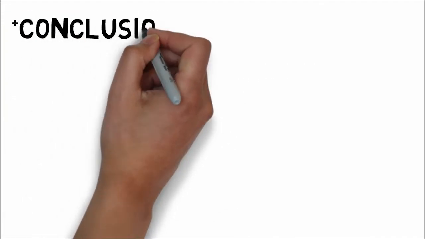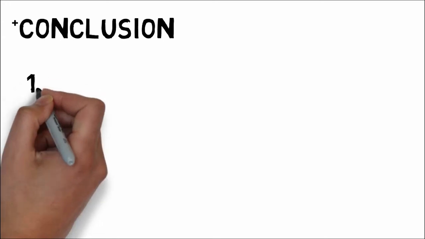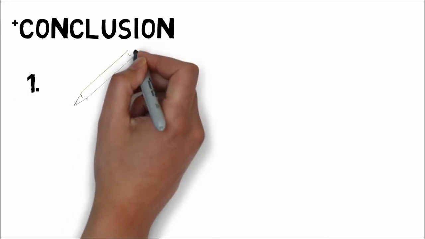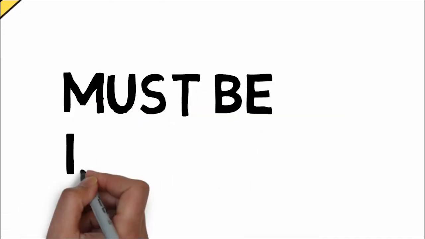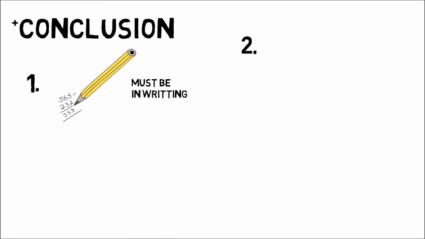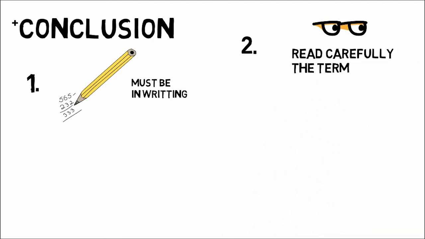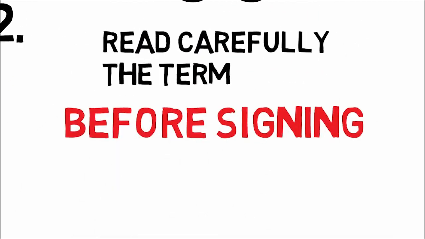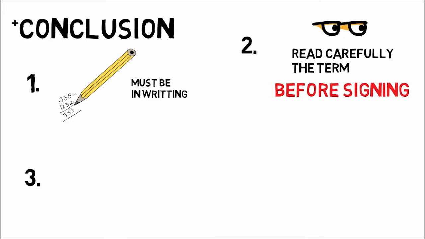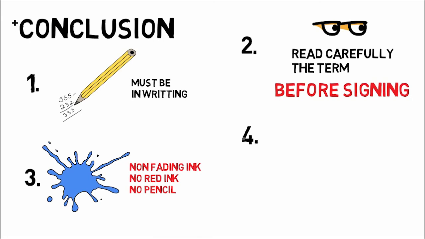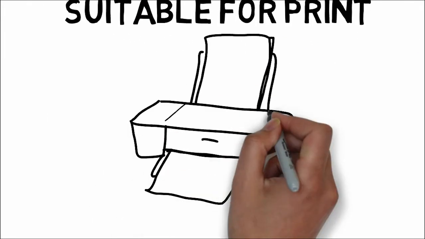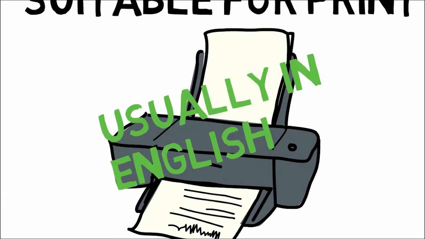In conclusion, our team has a few notes about the bill of exchange. A draft must be made in writing, handwritten, and great drafts are all accepted. All parties should read carefully the terms of the contract and kind of contract when signing. The bill of exchange must be written with non-red ink, no red ink or pencil. The language of the draft must be suitable for print form, usually in English.